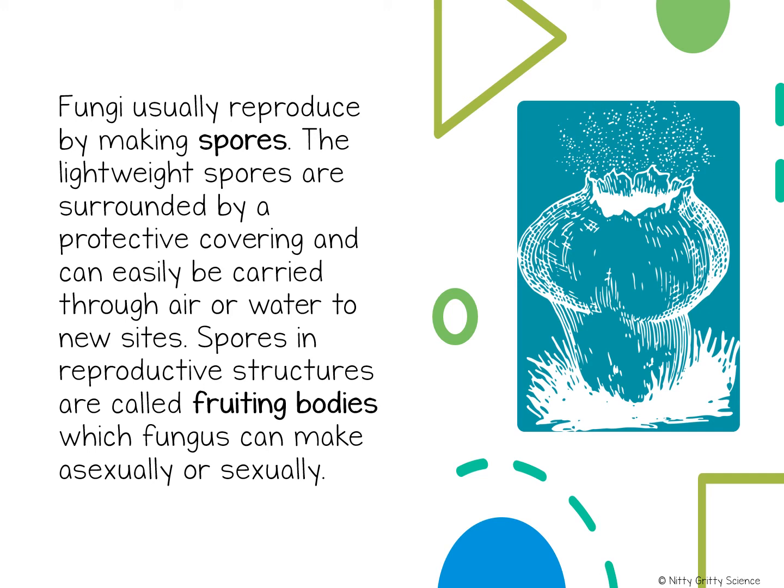Fungi produce spores in reproductive structures called fruiting bodies. Fungi, such as mushrooms, have caps, and these caps are the fruiting bodies that produce the spores. In other fungi, such as mold that grows on bread, fruiting bodies are tiny stalks that grow upward, and at the tip of each stalk contains a spore.